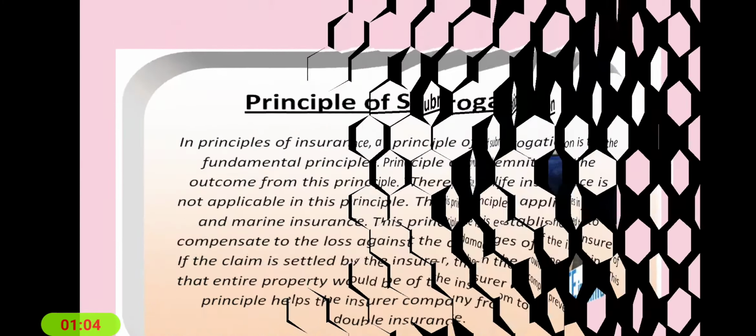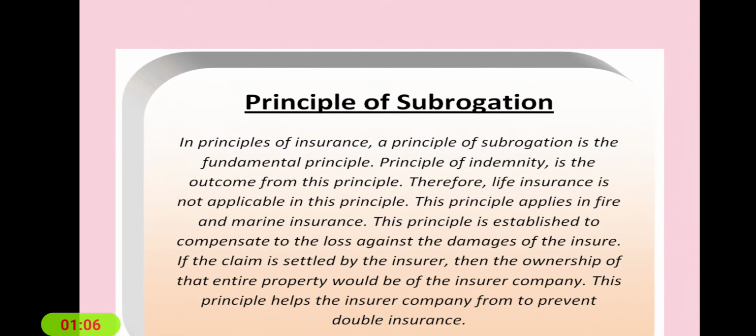So, in the principles of insurance, the principle of subrogation is a fundamental principle. The principle of indemnity is the outcome of this principle. Therefore, life insurance is not applicable under this principle. This principle applies in fire and marine insurance. This principle is established to compensate for the loss against the damages of the insured.